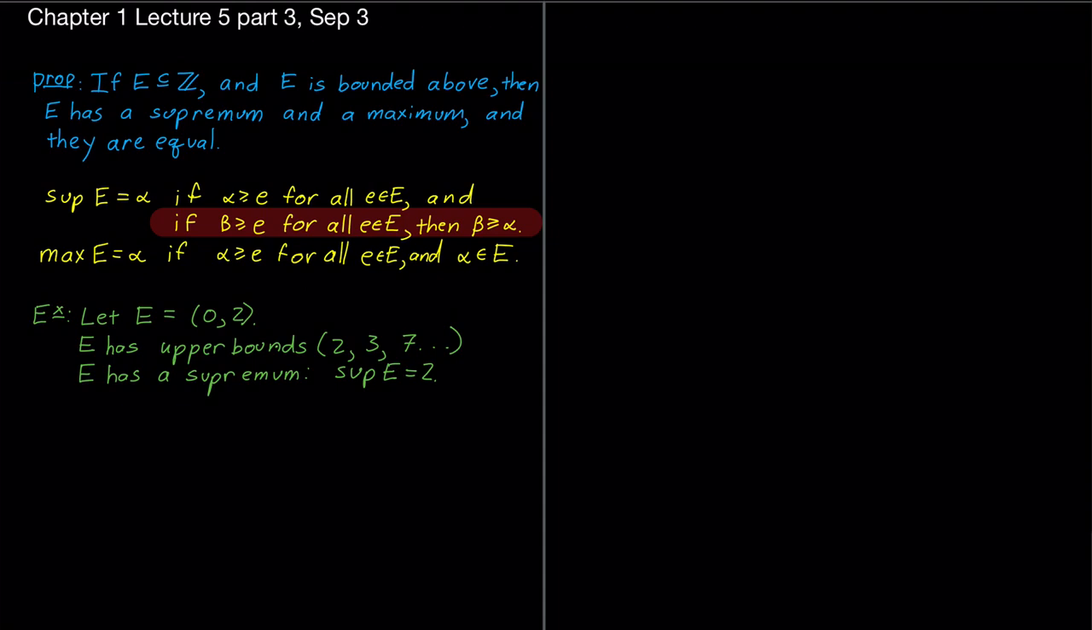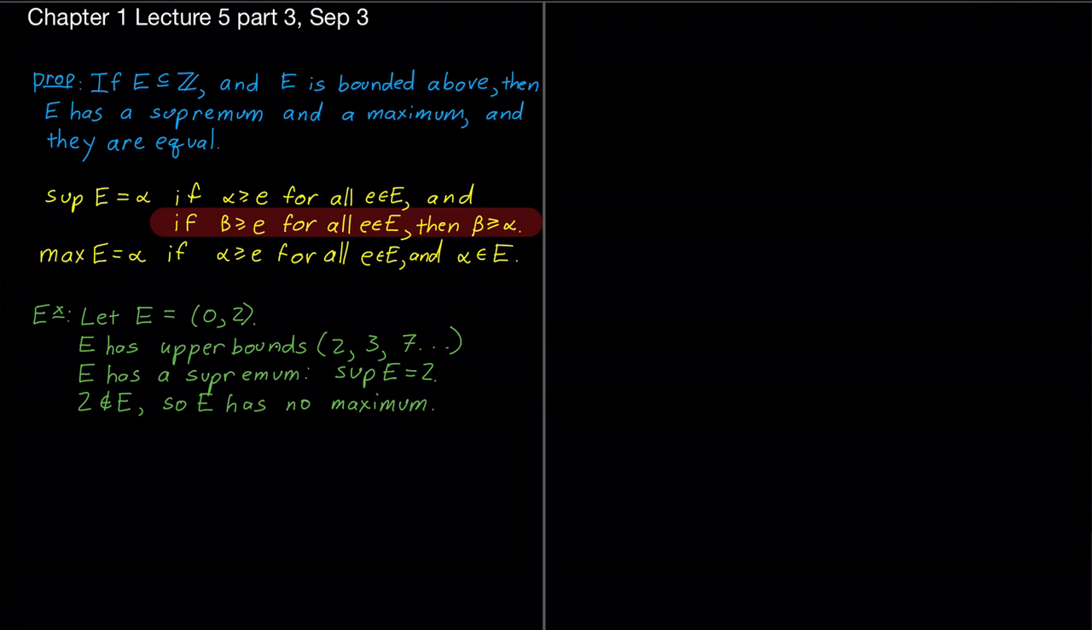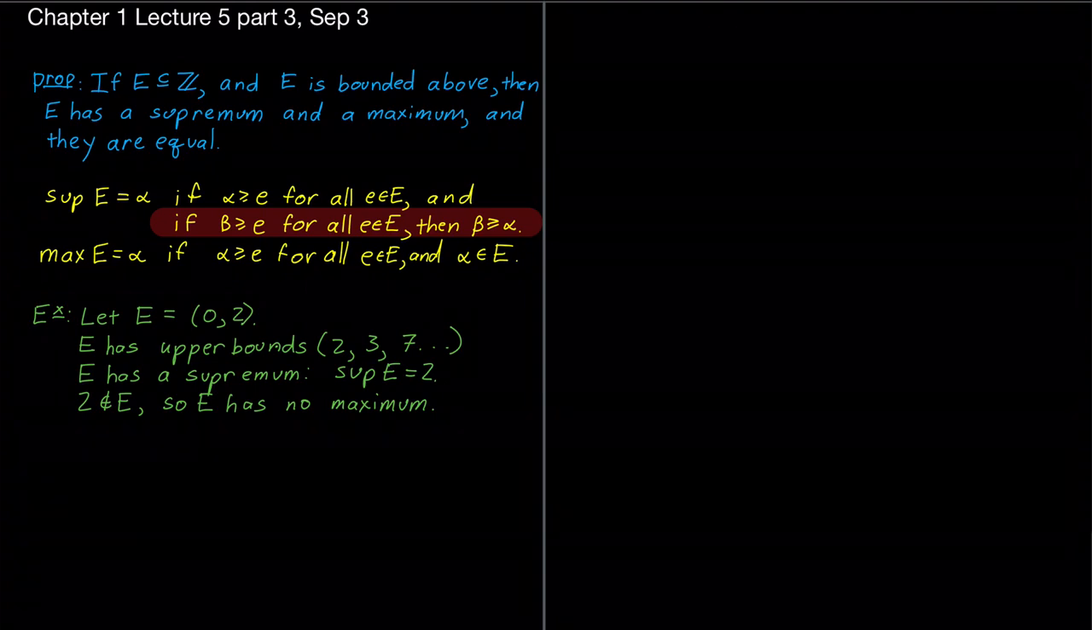This is a familiar property from the reals and the rationals. So 2 is not in E, so E has no maximum. So this is an example of a set that has a supremum, but it doesn't have a maximum. And those aren't too hard to come up with in the real numbers, and that's just a fact we have to put up with. There are lots of sets where the supremum isn't in the set, so the set doesn't have a maximum.